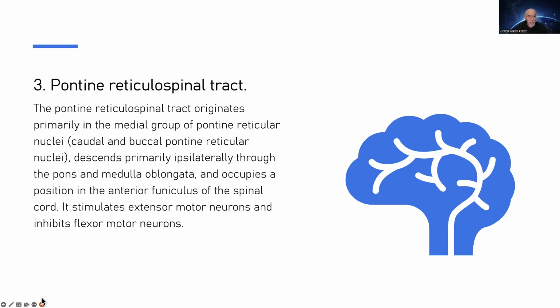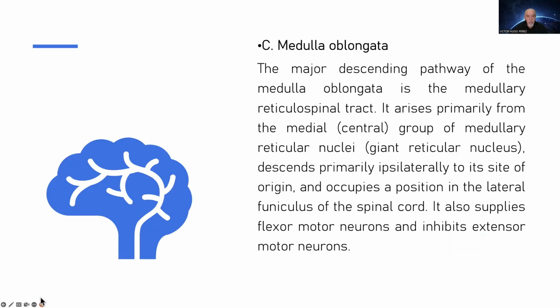The pontine reticulospinal tract. This tract originates primarily in the medial group of pontine reticular nuclei, caudal and oral pontine reticular nuclei. Descends primarily ipsilaterally through the pons and medulla oblongata and occupies a position in the anterior funiculus of the spinal cord. It stimulates extensor motor neurons and inhibits flexor motor neurons.